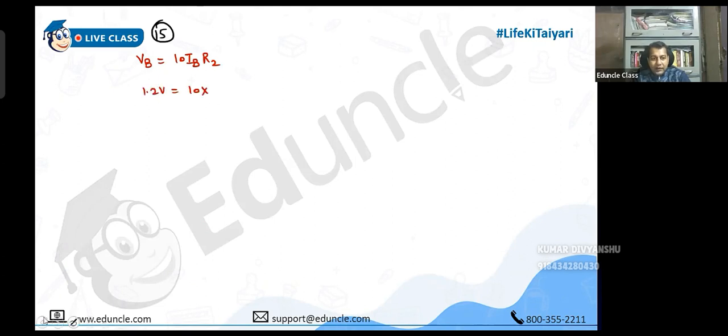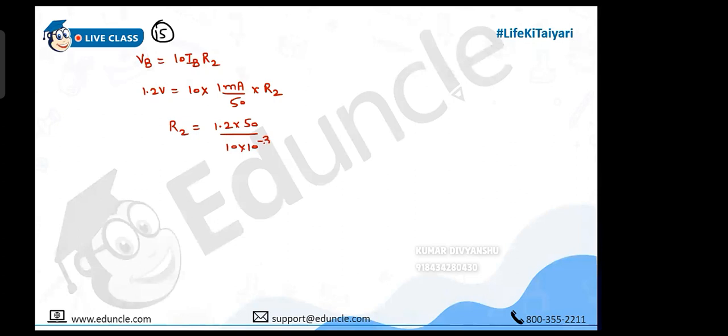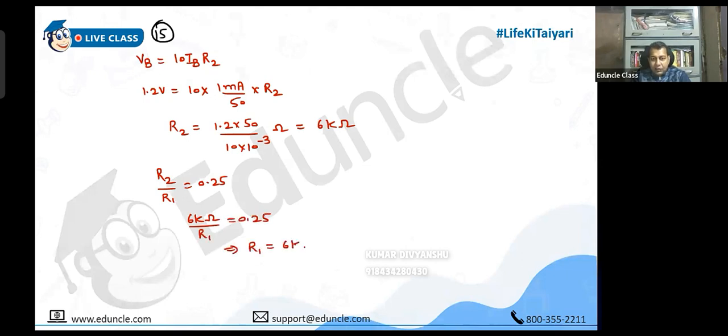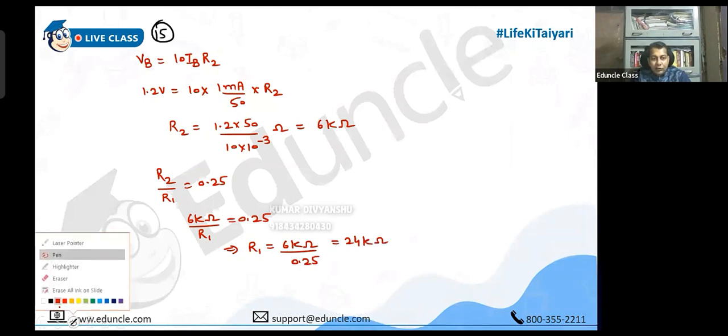And what is base current? It will be IC by beta. IC is 1 milliampere, beta is 50. So this will get me R2. Please check. It is 6 kilo ohm, na? And R2 by R1 was 0.25. So 6 kilo ohm by R1 is 0.25. So R1 will be 6 kilo ohm by 0.25, that is 24 kilo ohm. So that's how we can get the exact values also in this particular problem.